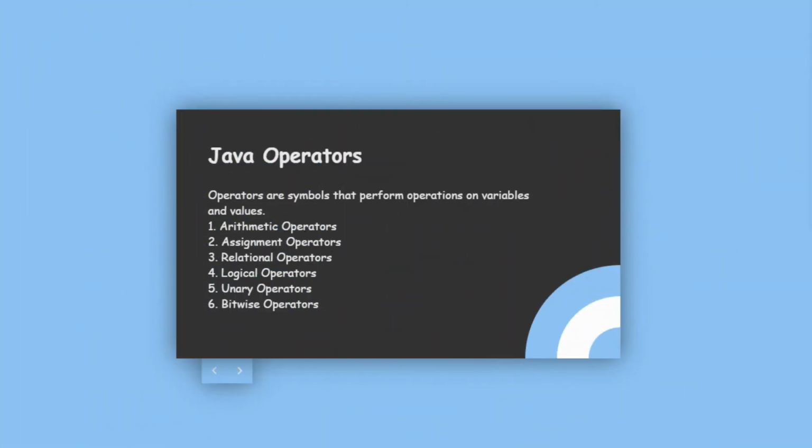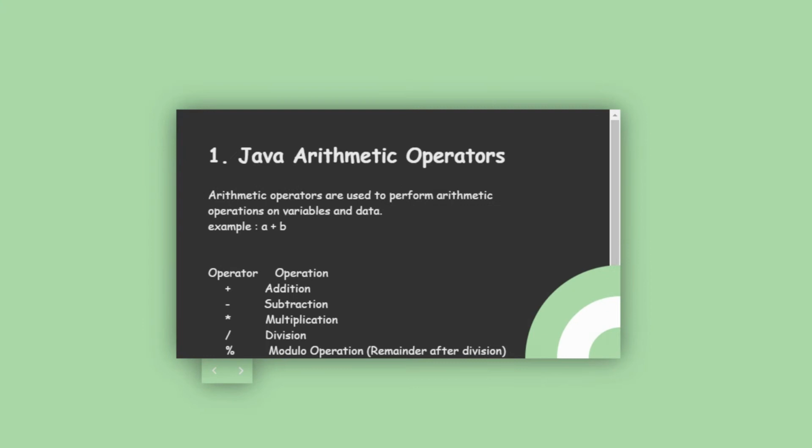So let me tell you what is the meaning of operator. Operators are symbols that perform operations on variables and values. For example, plus is an operator used for addition. To better understand, let's talk about some types of operators. So in the very first, let's talk about Java arithmetic operators.